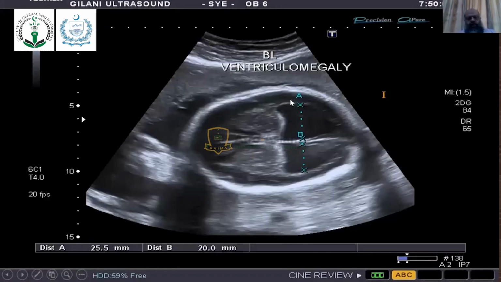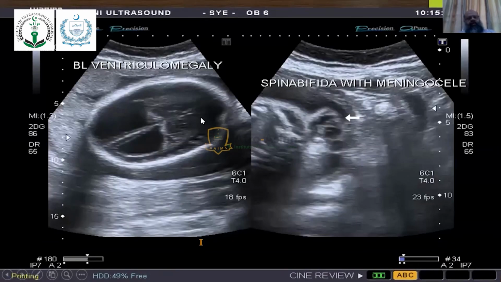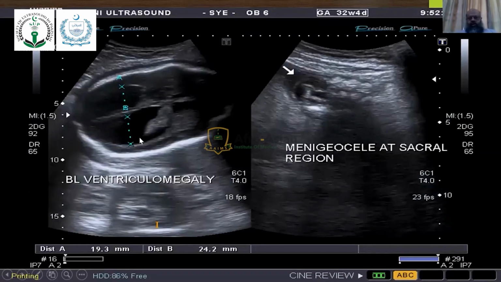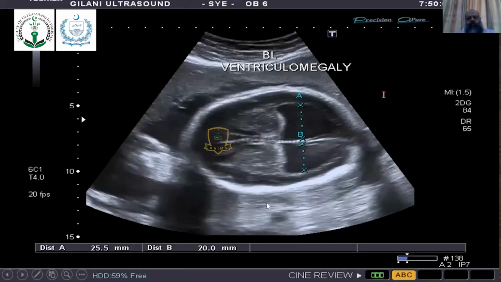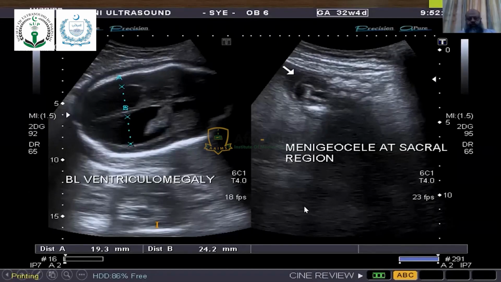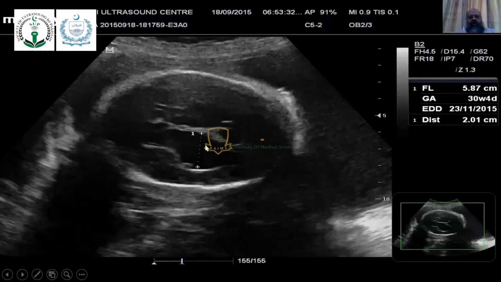You can see the brain matter is pushed, excessive dilatation is there. The same fetus having spina bifida with meningocele, with covering. It is ventriculomegaly with meningocele at the sacral region. This is another one in which you can see the distance is 2. Again, severe.